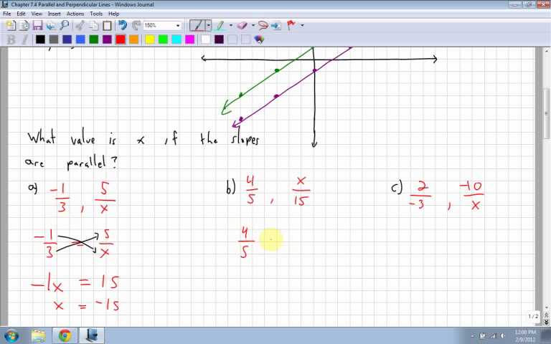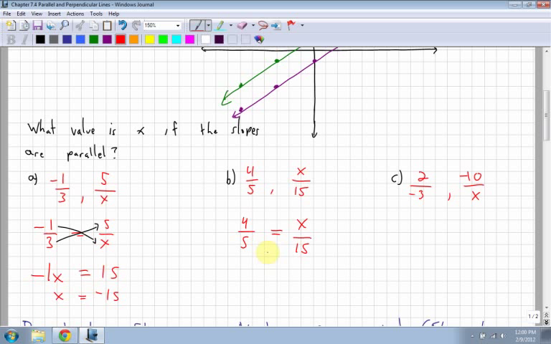Next one, 4 over 5 equals x over 15. I set it up exactly the same way. The reason I do this is because sometimes it's not really easy to see what you multiply by. In this case, you could also say 5 to 15 is multiplied by 3. Therefore, 4 to x is going to also be multiplied by 3. Well, let's do it the long method.